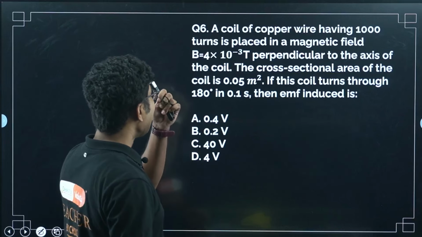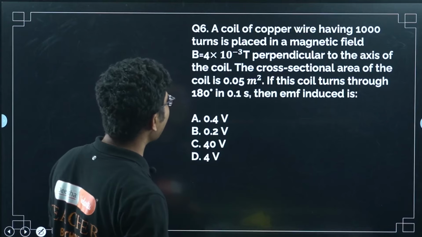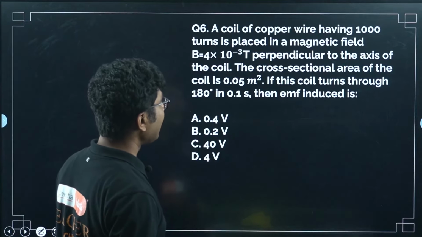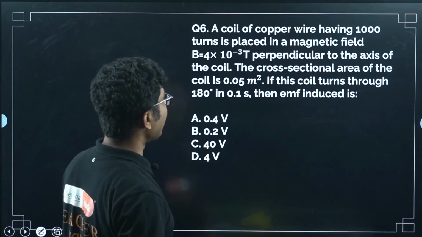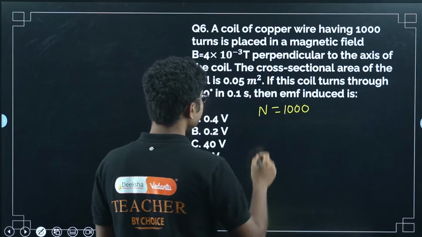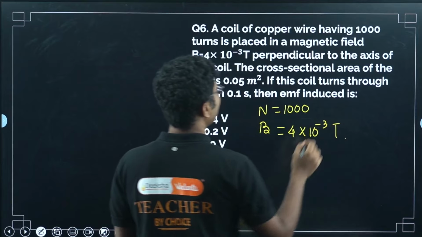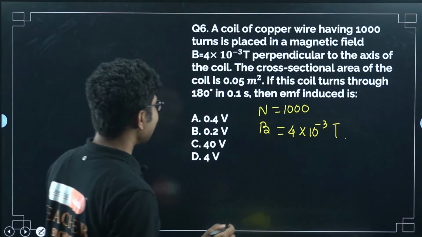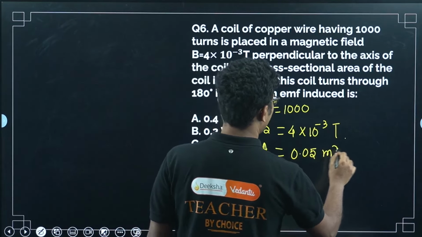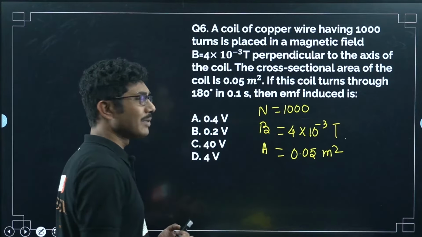Now question number 6. A coil of copper wire having 1000 turns is placed in a magnetic field B equal to 4 times 10 to the power of minus 3 Tesla, perpendicular to the axis of the coil. So the number of turns is 1000, and the magnetic field is 4 times 10 to the power of minus 3 Tesla. The cross sectional area is 0.05 meter square. If this coil turns through 180 degree in 0.1 second, then the EMF induced is?